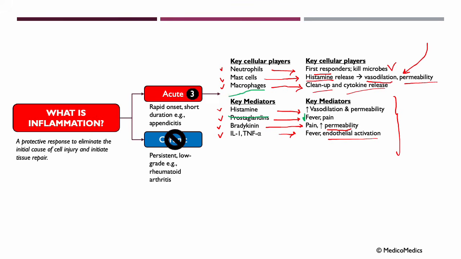So the mediators, right? This is high yield. The mediators here are the drug targets. We mentioned NSAIDs block prostaglandins. Antihistamines block, well, histamine. Anti-tumor necrosis factor drugs will then target tumor necrosis factor alpha. We use it, for example, in the treatment of Crohn's or rheumatoid arthritis, etc. Now let's take a look at a few more examples.